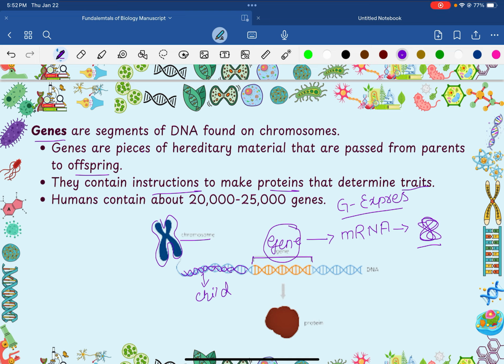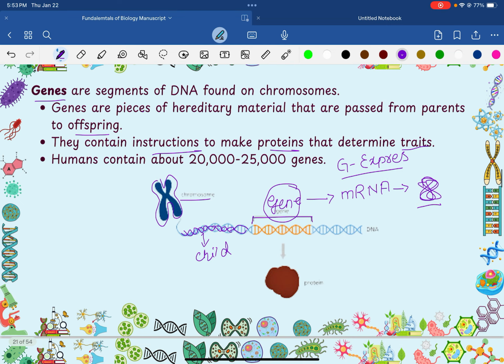Humans contain about 20,000 to 25,000 genes. The gene of your hair color, the gene of your eye color, how you look, your nose, everything is contained in the form of a gene in your DNA.